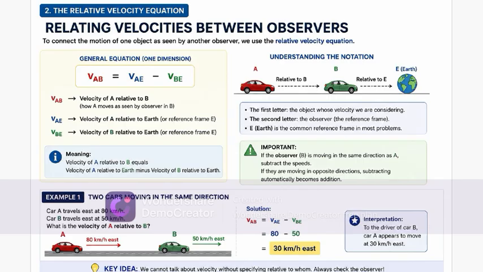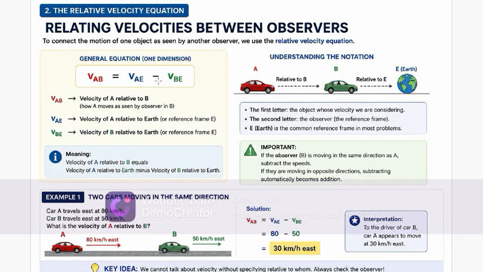Now let's talk about the relative velocity equation. We are trying to relate velocities between observers. To connect the motion of one object as seen by another observer, we usually use the relative velocity equation, which is the general equation in one dimension. It's this one: VAB is equal to VAE minus VBE. Here VAB is the velocity of A relative to B, how A moves as seen by the observer in B, while VAE is the velocity of A relative to reference frame E. VBE is the velocity of B relative to E.